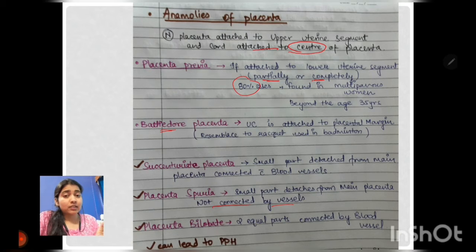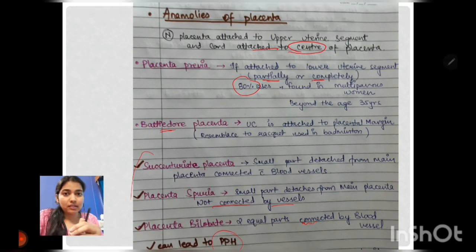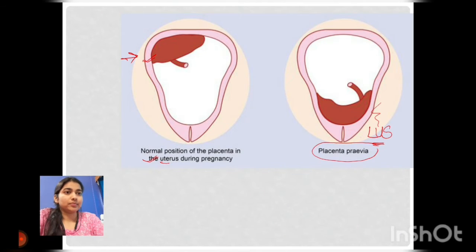Placenta bilobate is when the placenta is equally divided into two equal parts, and here it is connected with blood vessels. So note the word connected. Only in placenta spuria is there no connection between the parent part and the detached part, while in succenturiate placenta and placenta bilobata there is connection. These three can lead to postpartum hemorrhage because if the remnant part remains within the uterus even after removal of the placenta, this remaining cotyledon part can lead to PPH.